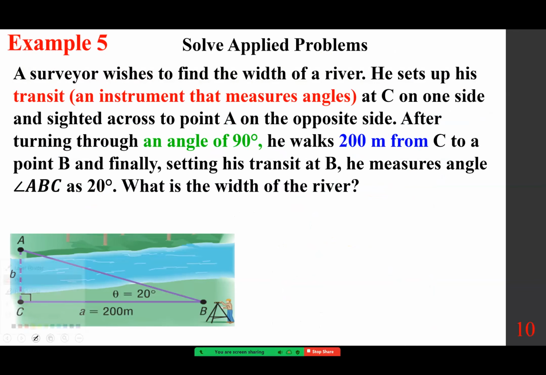Could somebody read this question for us, please? A surveyor wishes to find the width of the river. He set up his transit, an instrument that measures angle at C on one side and sighted across to point A on the opposite side. After turning through an angle of 90 degrees, he walks 200 meters from C to a point B, and finally, setting his transit at B, he measures angle ABC as 20 degrees. What is the width of the river? Excellent.